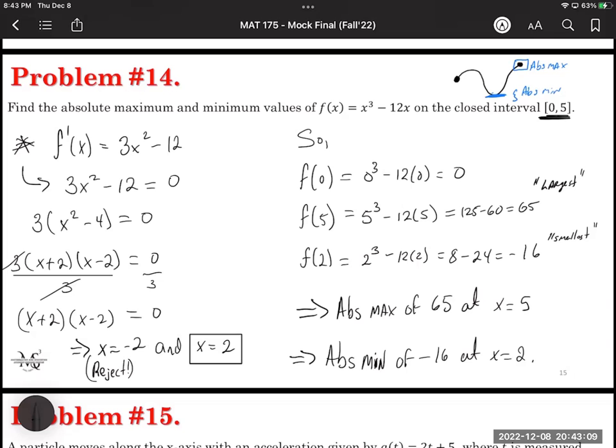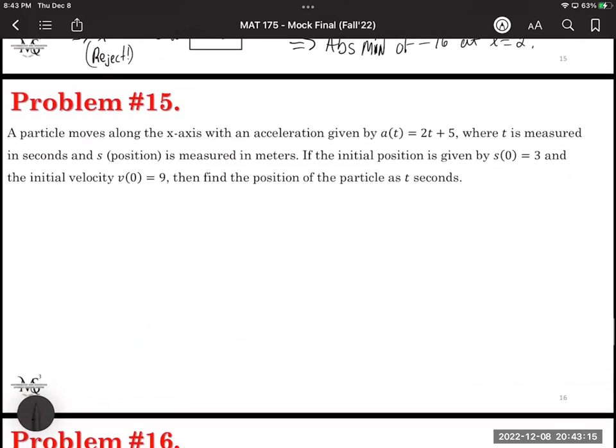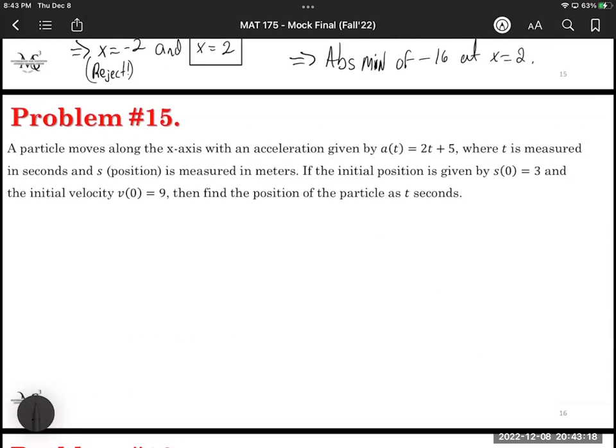Okay. Let's go on to problem number 15 now. Problem number 15 is where we get introduced to antiderivatives. And essentially, we're working backwards here. It states that a particle moves along the x-axis with an acceleration given by a of t equals 2t plus 5, where t is measured in seconds and s is measured in meters. If the initial position is given by s of 0 equals 3, and the initial velocity is 9, then find the position of the particle at t seconds.